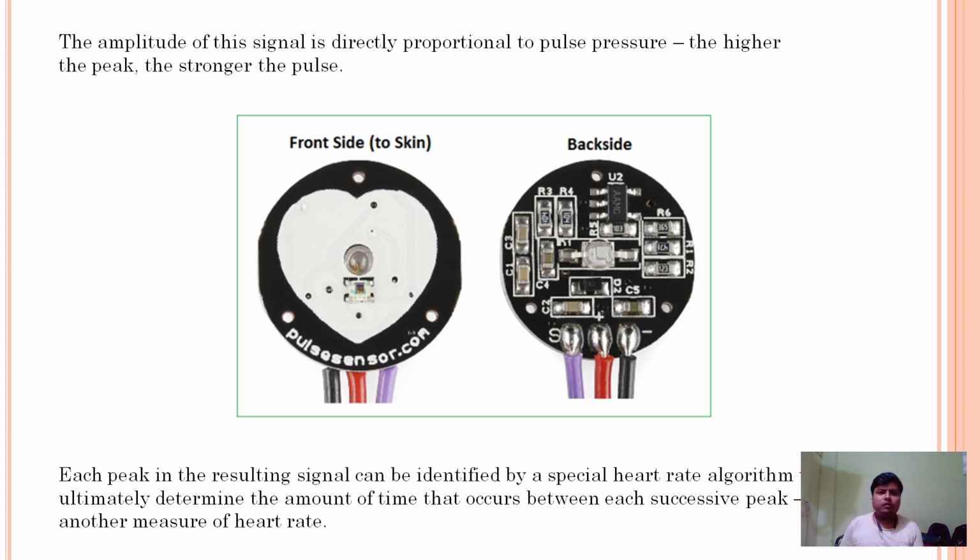The amplitude of the signal is directly proportional to the pulse pressure. So the higher the peak in the graph of the PPG, the stronger the pulse. Each peak in the resulting signal can be identified by a special heart rate algorithm that determines the amount of time between each successive peak, thus giving us the measure of the heart rate. So moving on to the experiment.